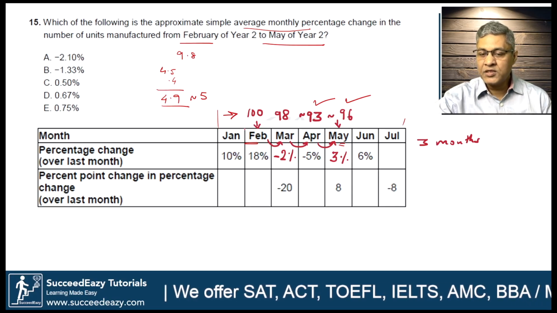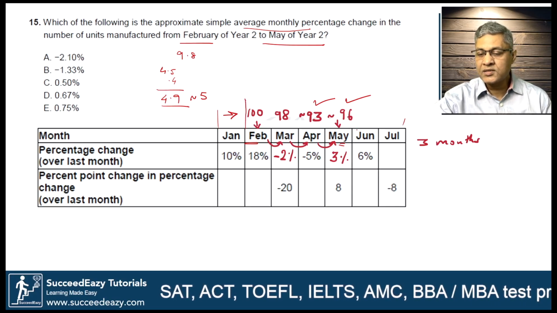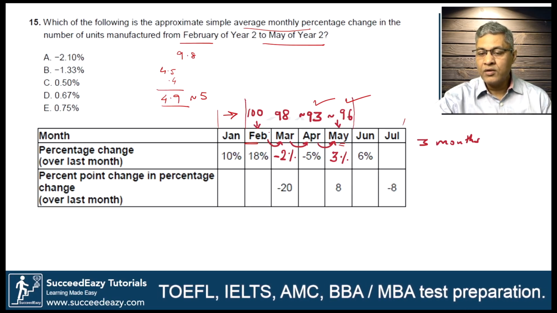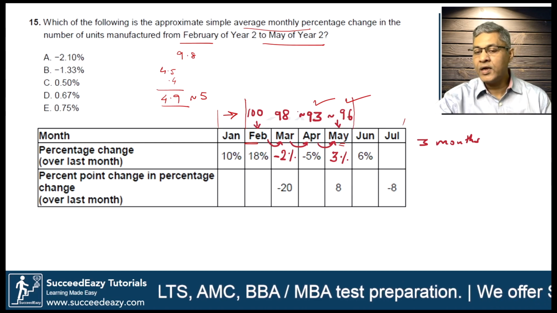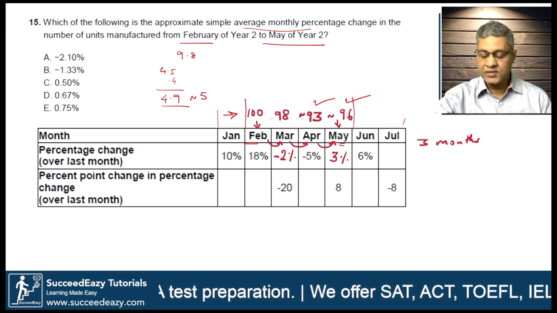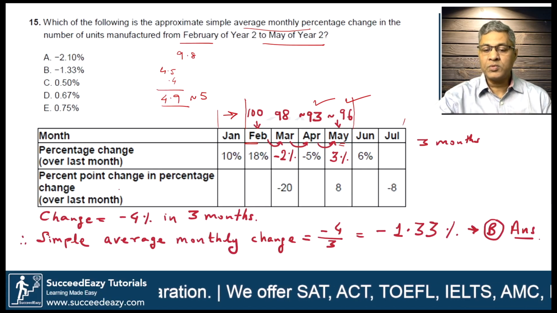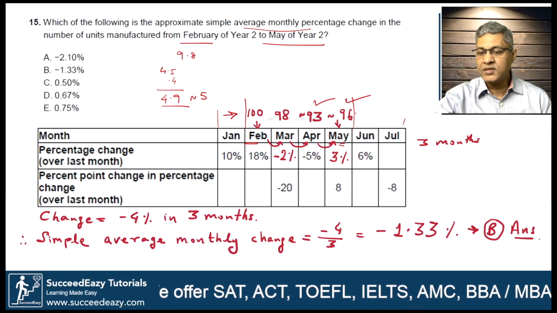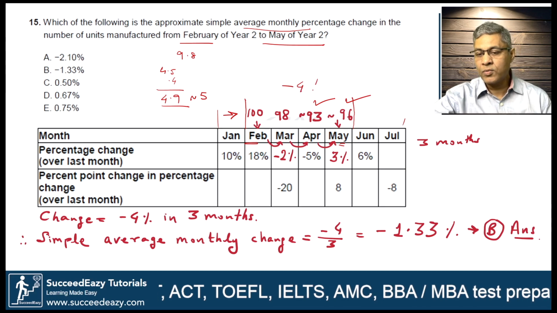So average meaning it will be spread between all these concerned months. That means from February to May, right? In this period, what is the change? Starting is 100, final is 96. So what should be the change? Change is 100 minus 96. That means minus 4%, isn't it?